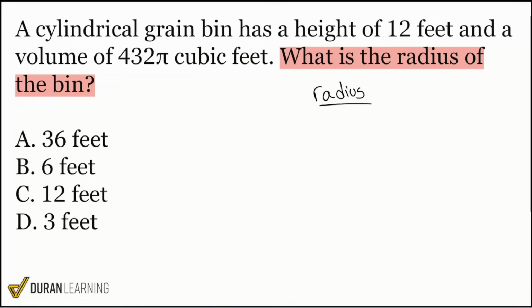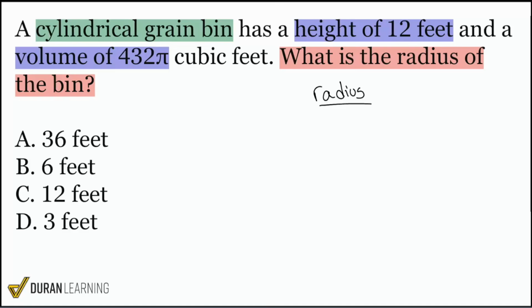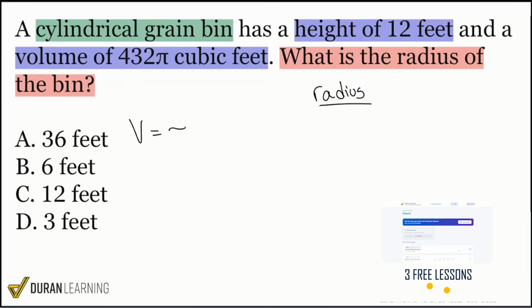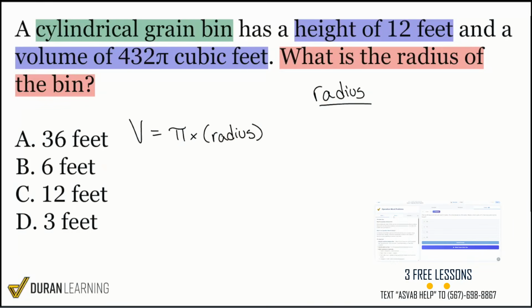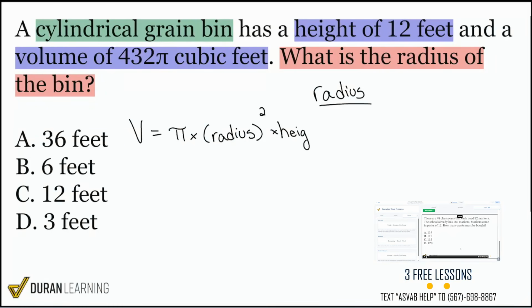cubic feet. So look at what we're given here. We're given the shape, a cylindrical grain bin, and then we're given the height of 12 feet and a volume of 432 pi cubic feet. When I take this all in together, volume, cylinder, height, hey, we've got to pop that formula up in our head immediately. And that volume formula is pi times the radius squared. This is the most important part, the square part, multiplied by our height.